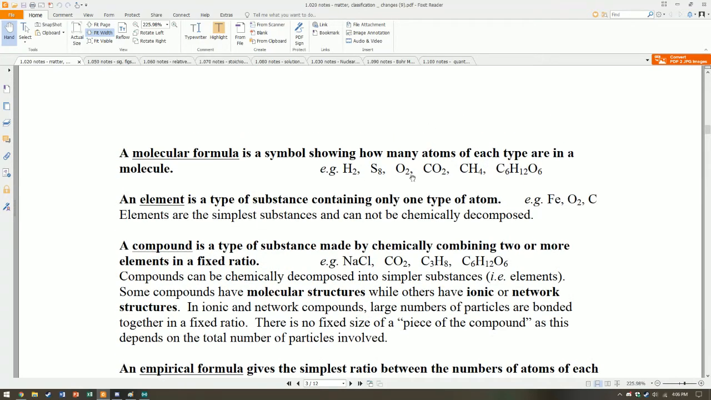So we use a molecular formula to show the elemental composition of a molecule and how many atoms of each element there are in any given molecule.